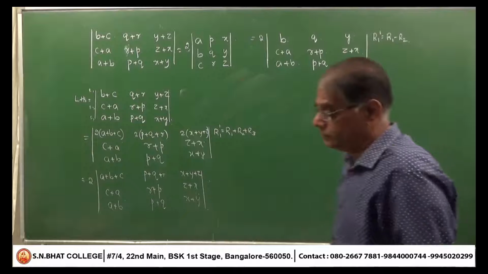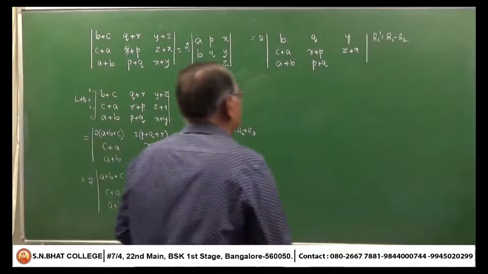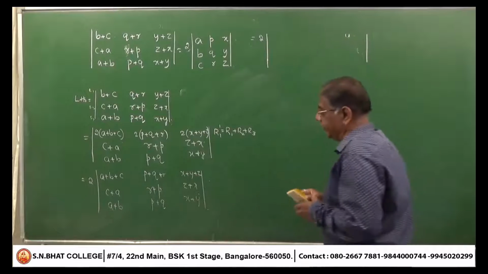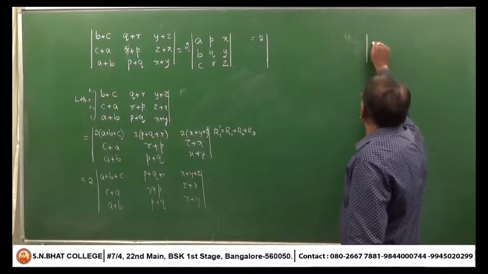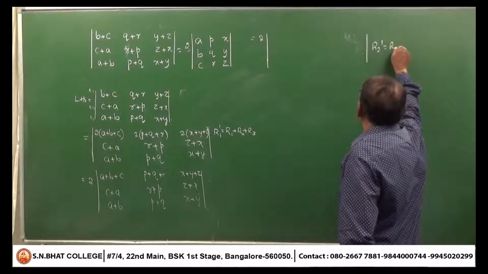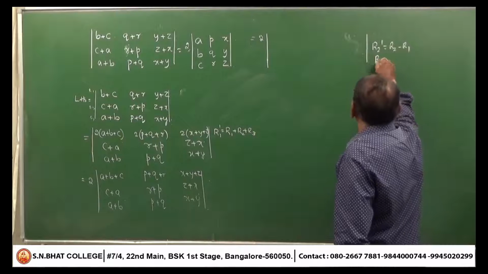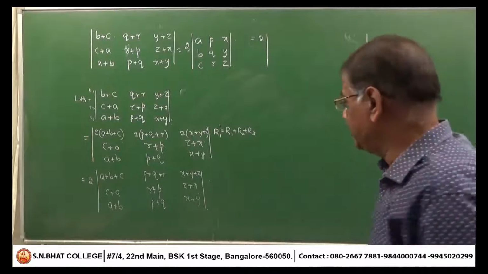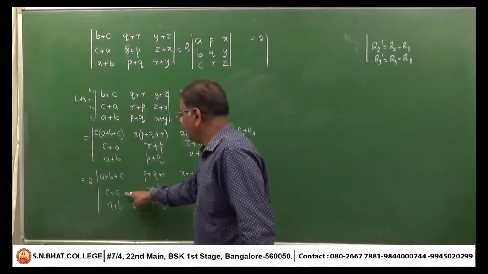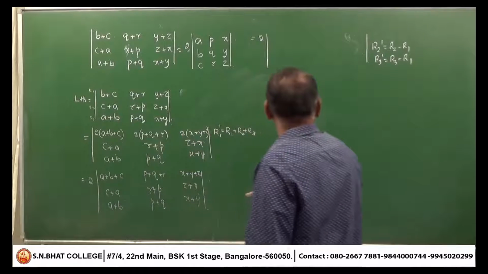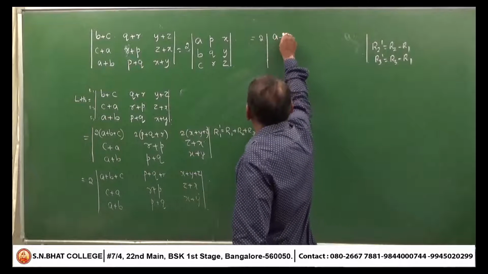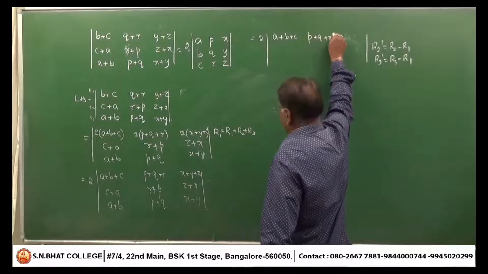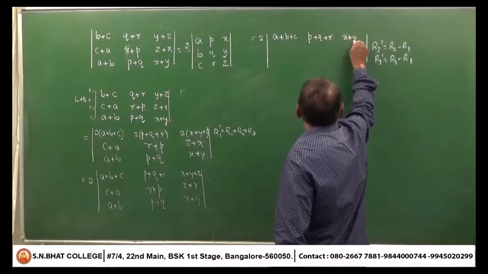Or better to do one more step. Better to try to get a negative sign. R2 dash is R2 minus R1, R3 dash is R3 minus R1 only, to make a negative sign. This R2 dash is R2 minus R1, R3 dash is R3 minus R1. Write the first row as it is: a plus b plus c, p plus q plus r, x plus y plus z.